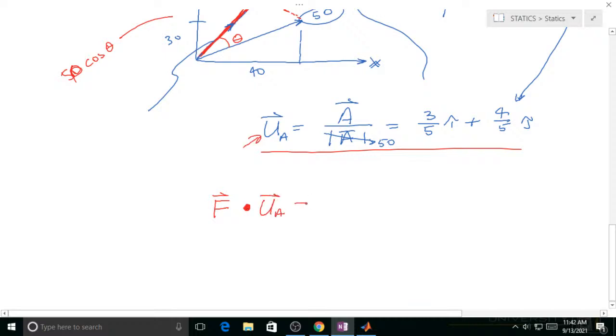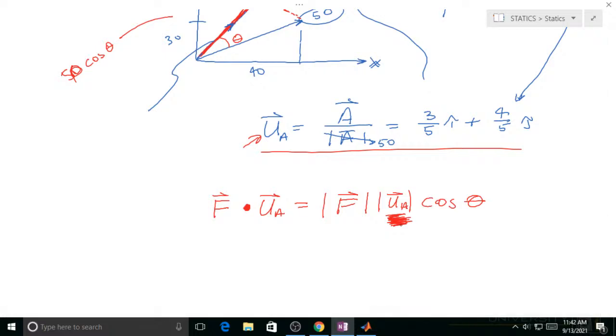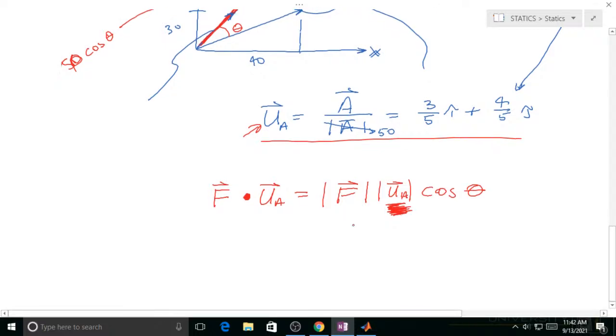UA. Then I'm actually doing this times U sub A times the cosine of the angle between them. Well, it turns out the cosine was that theta. And this one happens to be of length 1. Now, you could go through the process of doing that, or you could realize, and this is in one of those vector lectures if you look back.